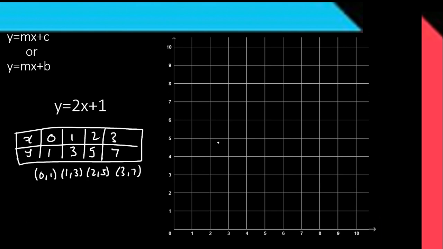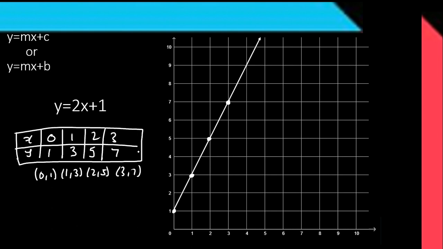So now I can go and plot them on my graph. So (0, 1), (1, 3), (2, 5), and then I have (3, 7). And I can draw a straight line through those points.